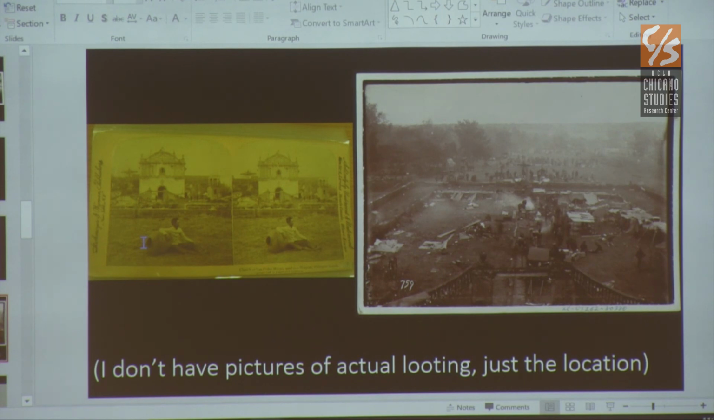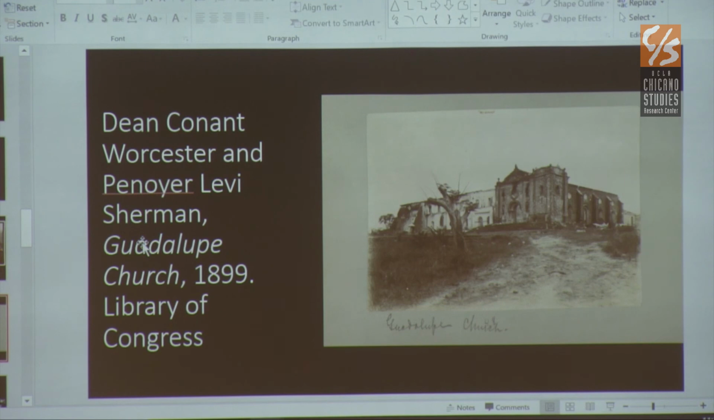Obviously, I don't have pictures of this, of actual looting, but this is one location that was well established to have seen some looting, and this is at San Pedro Macati. As well as architectural destruction, including the burning of the Augustinian Mission Church at Guadalupe, which I began with.